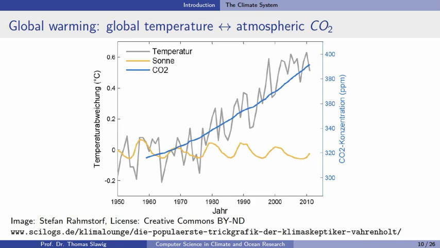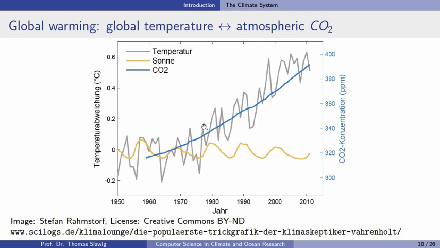And another picture I want to show is just, you already know this, global warming. There is a correlation between the global temperature and the atmospheric CO2. Here you see the changing of the temperature, and here you see the CO2 concentration. The blue line is the CO2 concentration. This green or gray line is the measured temperature.